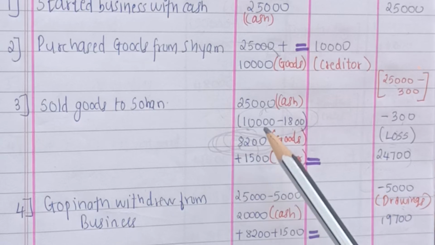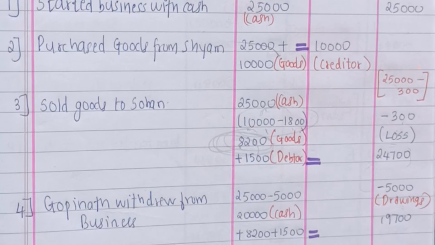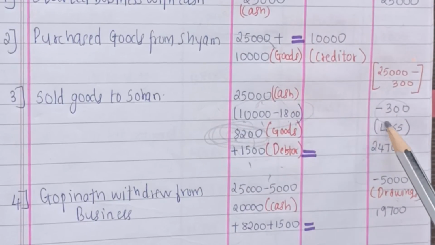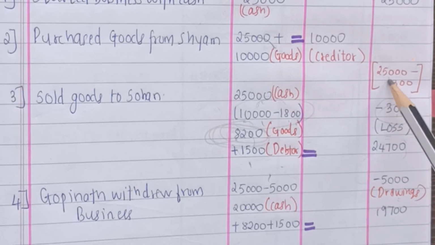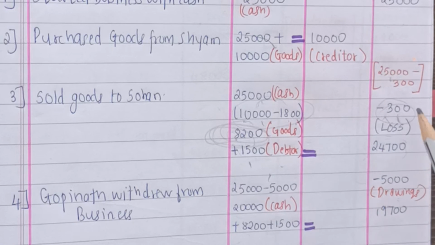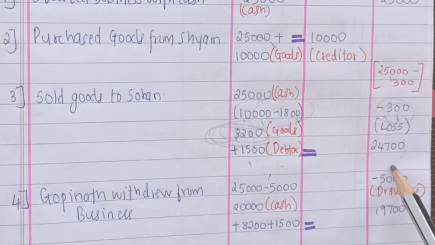How did I get it? 10,000 minus 1,800. Plus 1,500 is the debtor. How did I get this? This is the amount which I received after selling the goods. And here I will deduct rupees 300 from 25,000. Why 300? Because this is a loss to me. So this comes to 24,700.